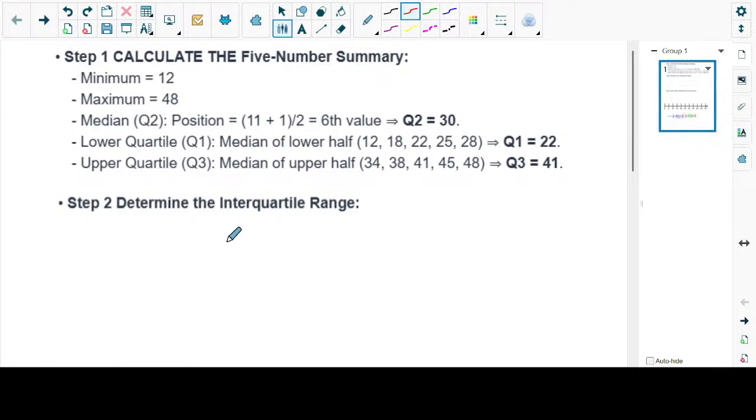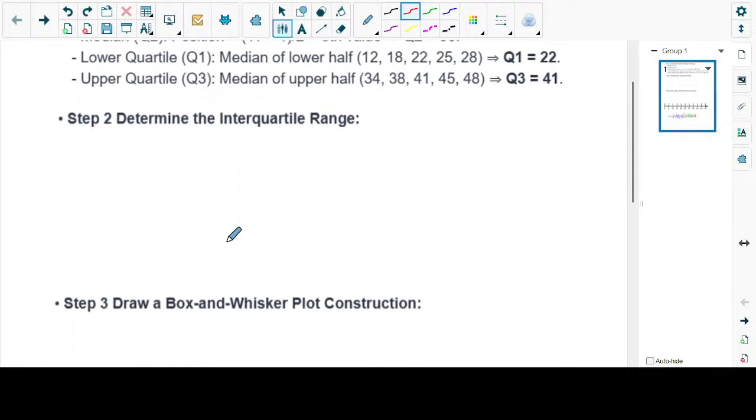Okay, so we have question 2, which says determine the interquartile range. From the given data, we're supposed to determine what the interquartile range is. So how do you determine the interquartile range? Learners should differentiate between what we call a range, and the IQR. These are two different things.